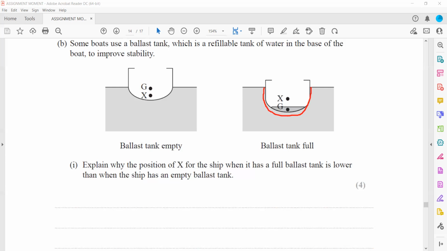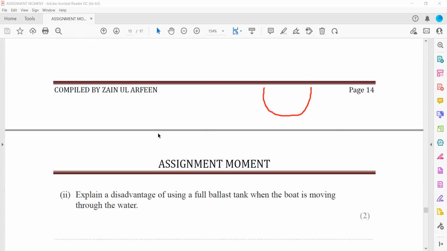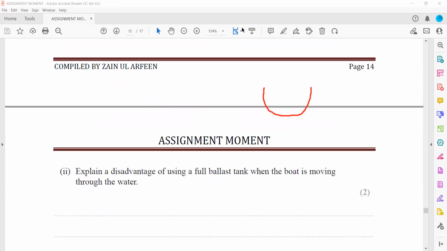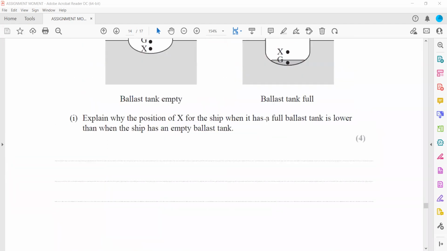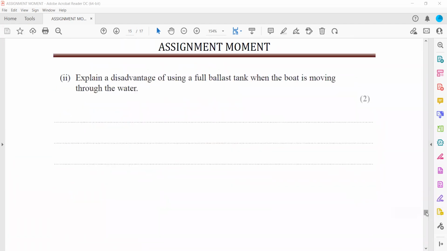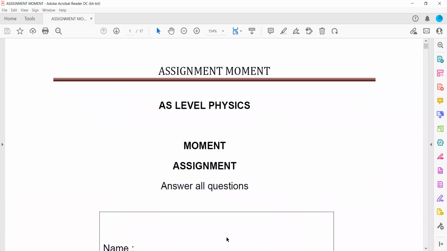The boat will be slower. You can mention that, but you have to mention a reason as well. It's 2 marks, so you have to mention that the boat will be slower, but what is the reason for that? The reason earns a mark because the question says explain. In the question they ask for the disadvantage. So the boat will move slower, but what is the reason why it will move slower? That will give you the mark. So this was the exercise related to the doubts on moments.